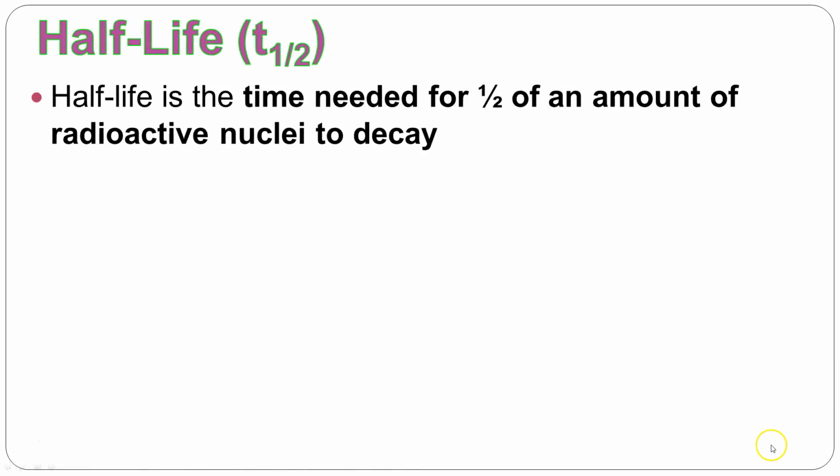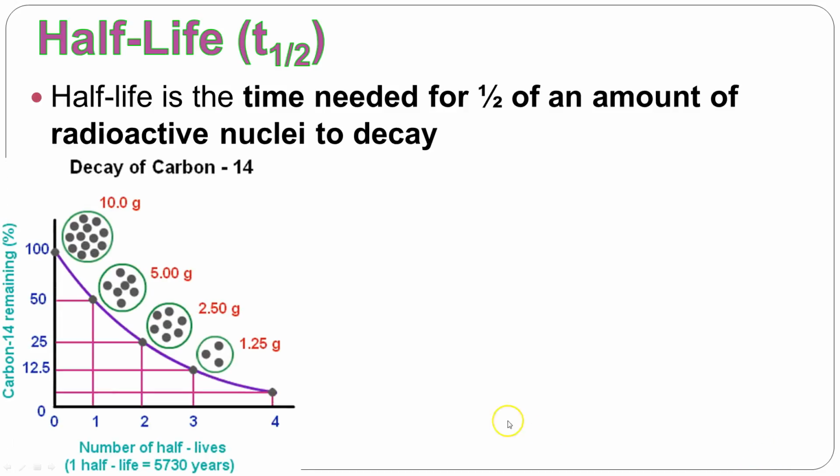Half-life kind of relates to this. Half-life is the time needed for half of the amount of a radioactive nucleus to decay. So here we have the decay of carbon-14. Let's say we have 10 grams originally that we're going to be starting with. So we're looking at this on percentage. The half-life of carbon-14 is going to be 5,730 years. So here I have my initial start of 10 grams.